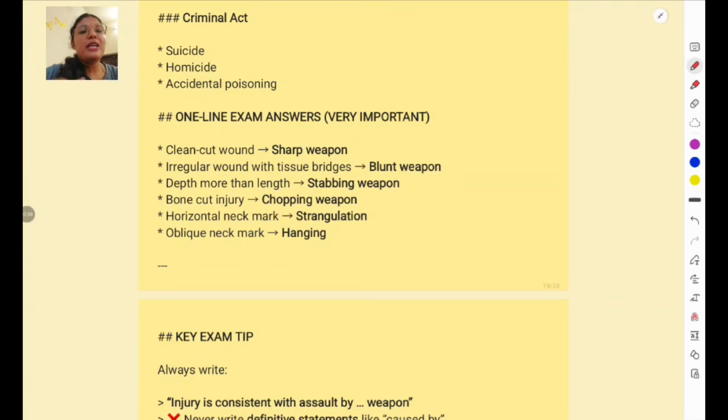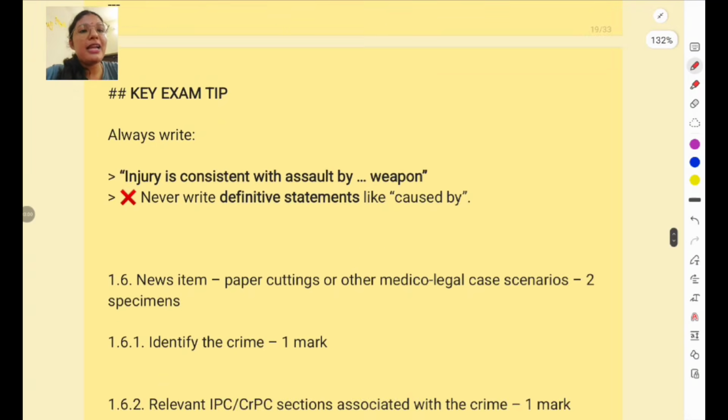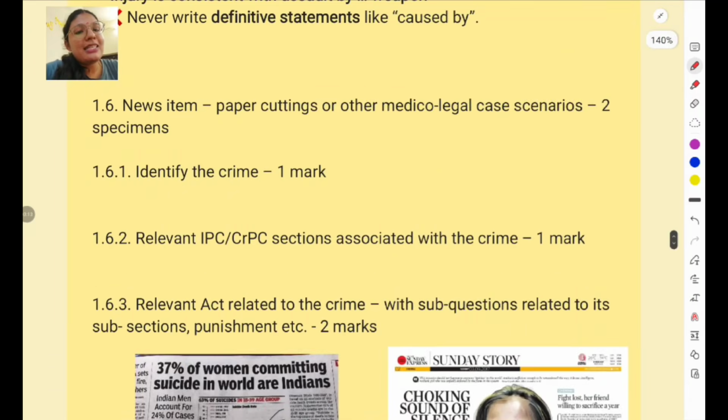If it's oblique, that is a hanging. And whenever you are writing the injury question, don't write a definitive statement. Only start with "injury is consistent with the assault of a dash weapon." This will give a better presentation to your paper. The sixth point is about some cuttings.